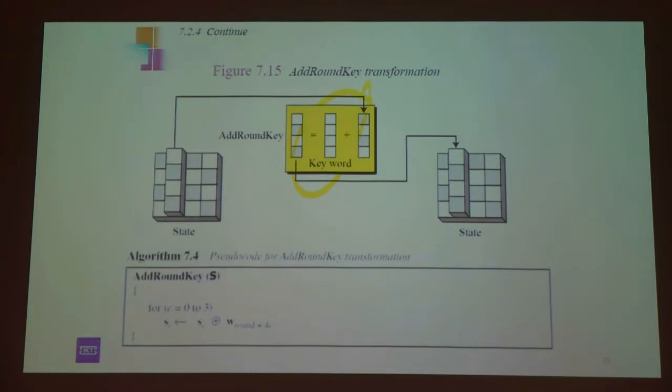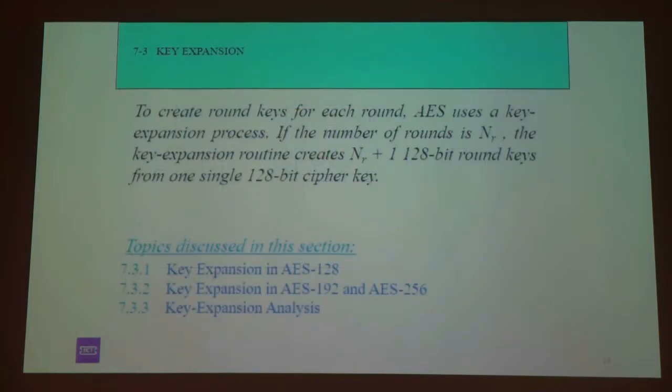Is there any significance to adding column to column here? Not really. Where is the significance? How we generate the key and the round key, which we're going to talk about in a second. In my opinion, here it's just adding column to column. The talent is in how you generate the round key, and that's a very complex operation to generate the round key. They call it key expansion.